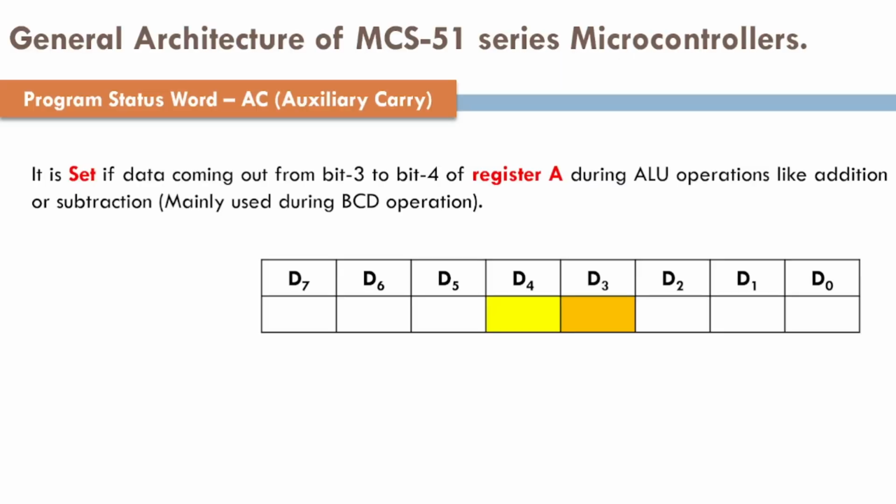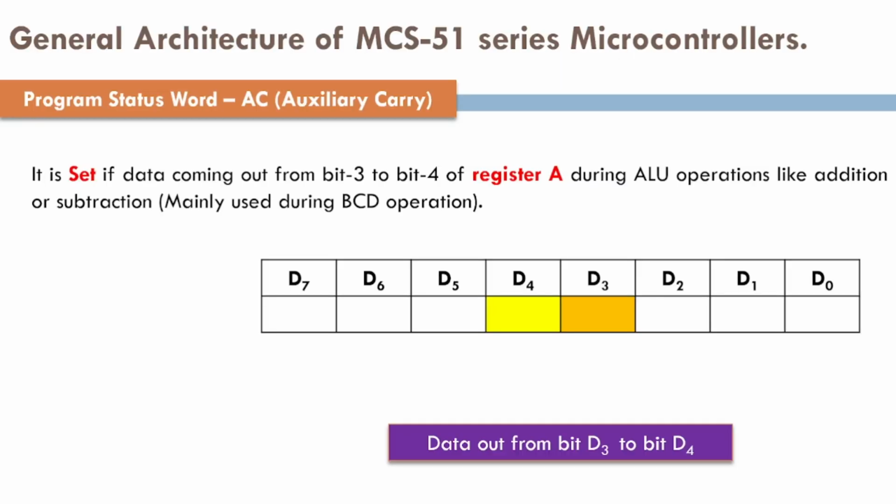In the Intel 8051 microcontroller, the auxiliary carry flag, AC, is a special flag used primarily in BCD, binary coded decimal, arithmetic operations. The auxiliary carry flag is set if there is a carry out from the lower nibble, the least significant 4 bits, to the upper nibble, the most significant 4 bits, of an 8-bit addition or subtraction operation.